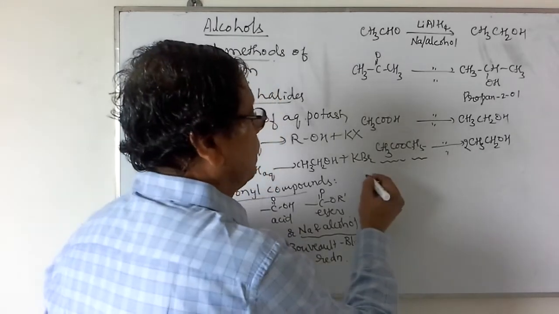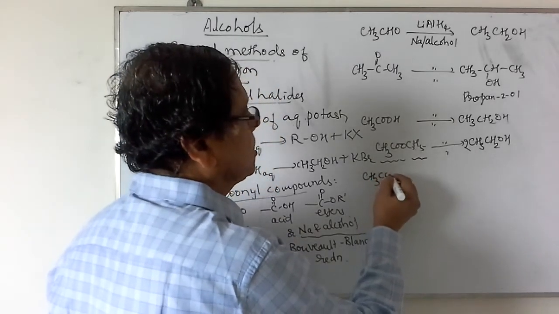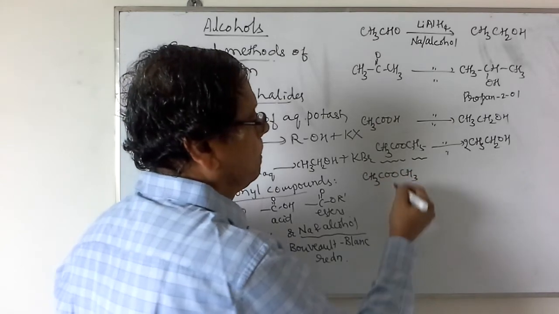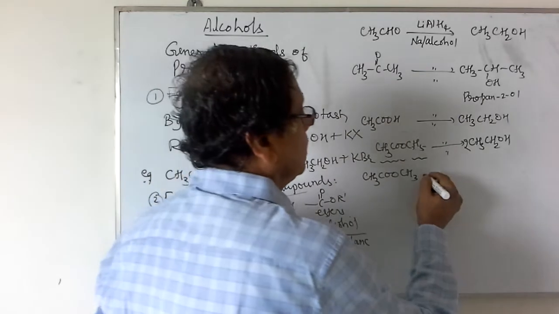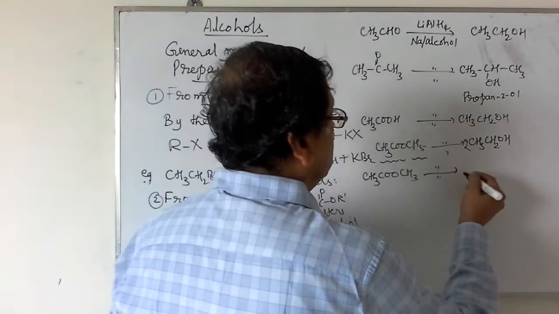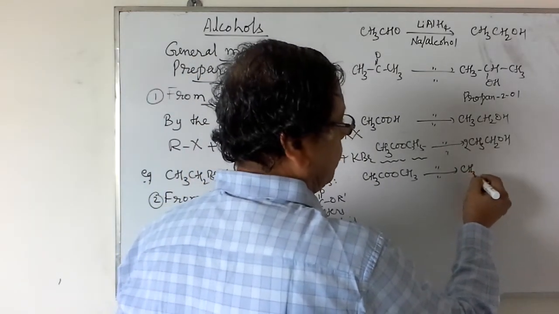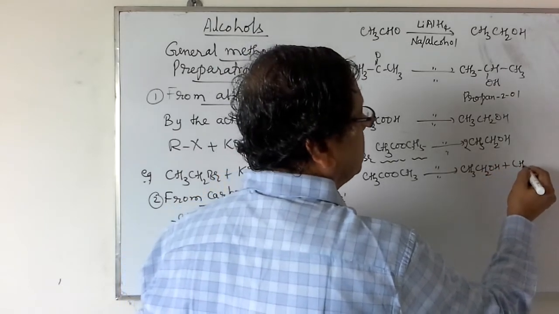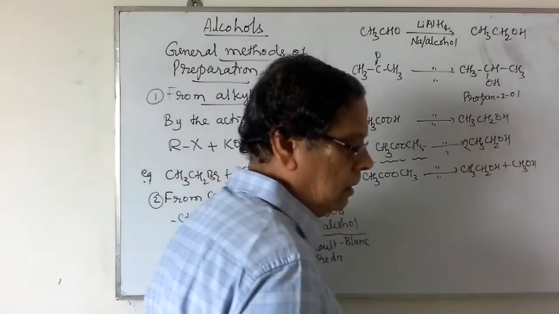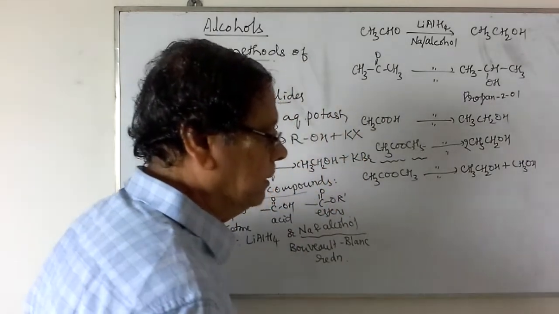For example, if you take CH3COOCH3, methyl acetate, on reduction it will give rise to ethanol, one molecule, plus methanol, another molecule. A mixture of alcohols we will get. So this is the second method.